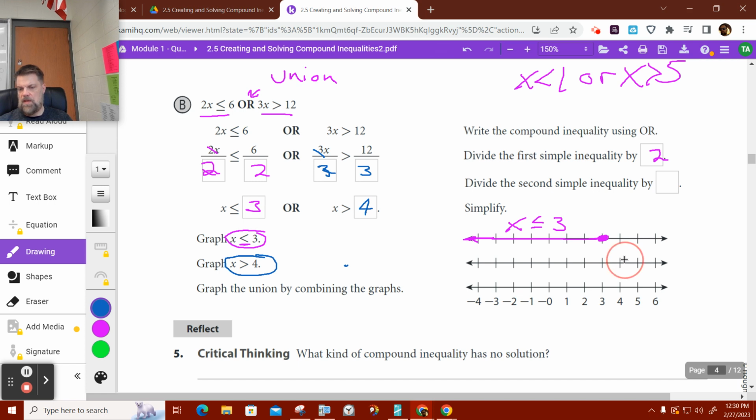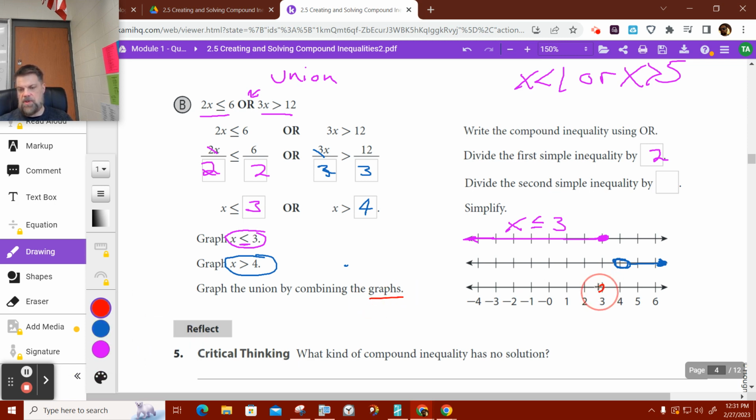Open. It's open. Why is it open? Because it's not equal to. We can't include the value of 4. In other words, I can't say 4 is greater than 4. But I can say 3 is less than or equal to 3. That's the difference. So now what I'm going to do is I'm going to graph both of them.